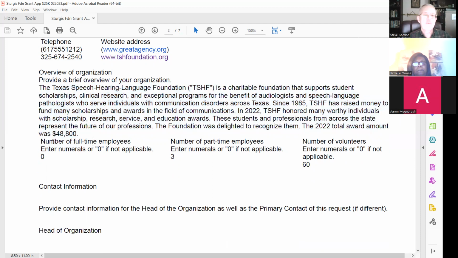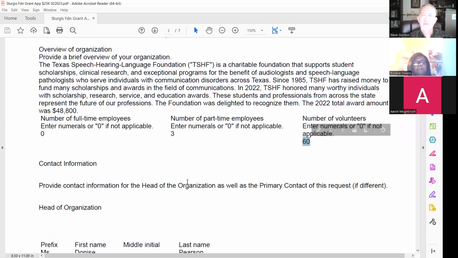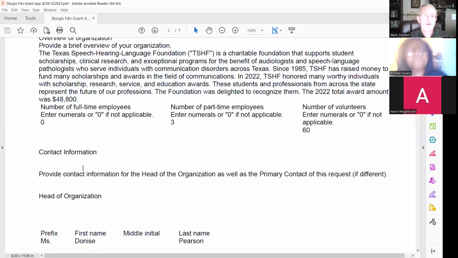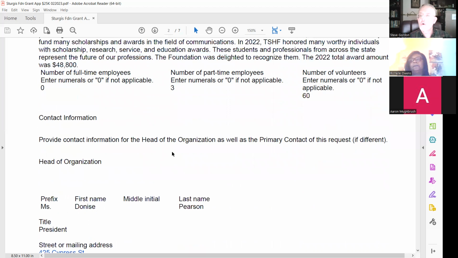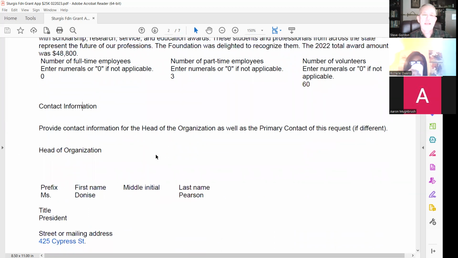Okay. Then the next question is number of full-time employees. We had 0. Number of part-time employees was 3. Number of volunteers was 60. Okay. So whatever that is for your organization, that's what you put in there. Then there's a section called contact information, and they have two parts.